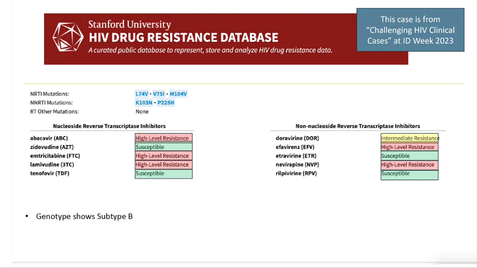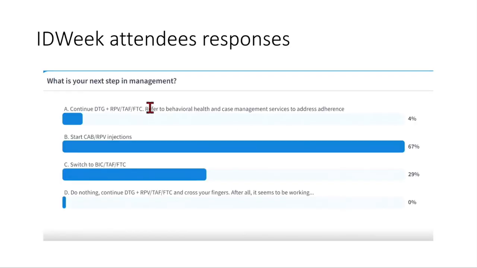And I can show you guys what the options were that the group at ID Week selected, the audience. So the audience mostly said they'd start Cabenuva. Others would switch to Biktarvy. And a small number would keep the same regimen. A and B, or basically continue, and one's like try to support her, and one's like just let her be. That can't be either of those. You can basically eliminate both of those.